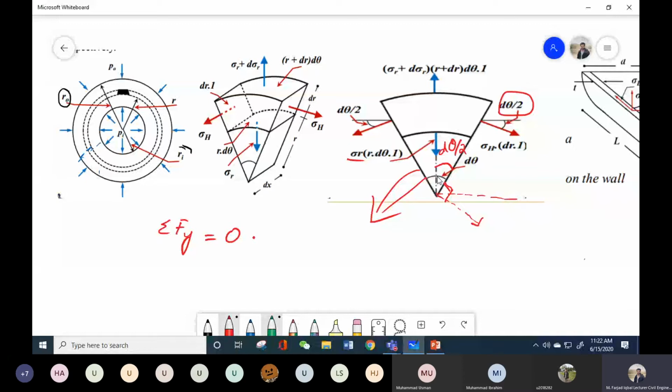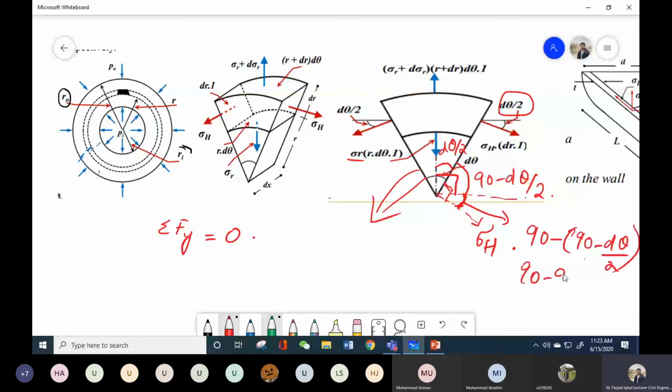So if you calculate this angle, what will be this angle? This is the hoop stress. So what will be this angle? This angle will be 90 minus d theta by 2. Then what will be this angle? 90 minus (90 minus d theta by 2). So 90 minus 90 plus d theta by 2. So these two will be cancelled out and we will be left with this angle, which will be equal to d theta by 2, right?